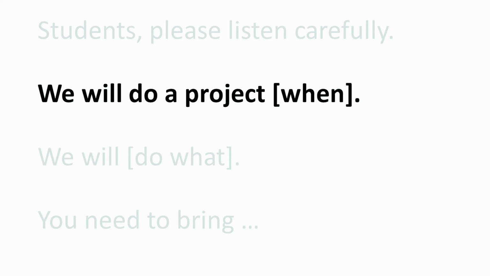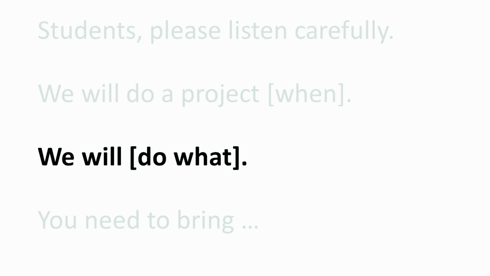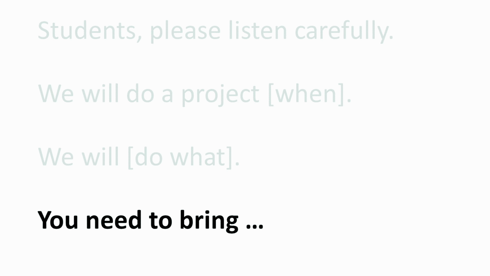Then we tell the students when we will do the project. We can say, we will do a project, and then tell them the date. Next, we want to tell them what the project is. We can say, we will, and then tell them what they will do or what they will make. Finally, we tell students what they need to bring. We can say, you need to bring, and then say the item. If students need multiple items, I recommend saying multiple sentences. For example, you need to bring your paintbrush. You need to bring your paint.